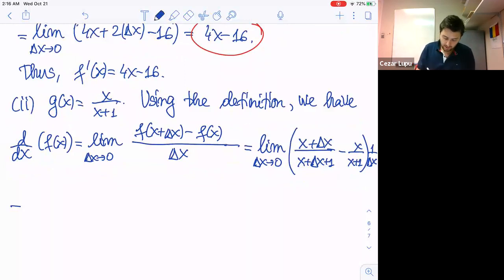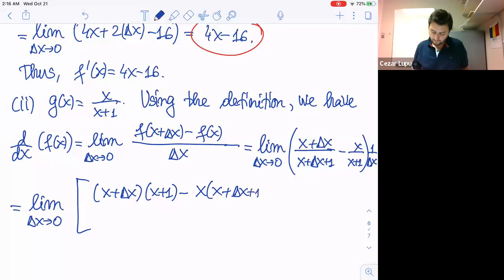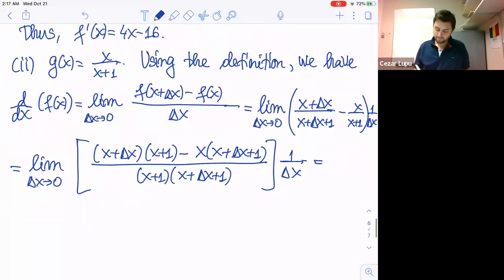It's the same thing. So this would be the limit as delta x approaches 0 of, and now let's do the computation. By doing some algebraic manipulations here, this would turn out to be equal to x plus delta x times x plus 1 minus x times x plus delta x plus 1, everything over x plus 1 times x plus delta x plus 1, everything over 1 over delta x. All right, beautiful. Now let's keep going.